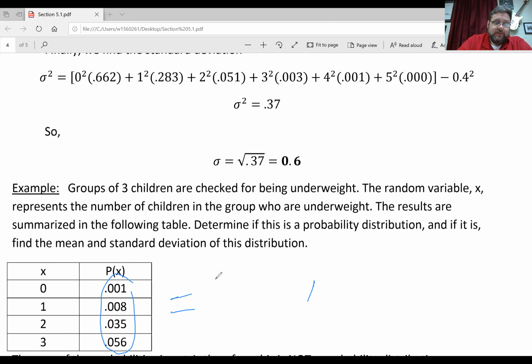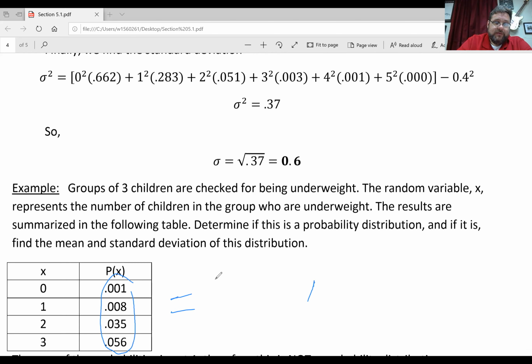All right. Let me erase that. Okay. And you see it right here. It's written: the sum of the probabilities is not 1. Therefore, this is not a probability distribution.